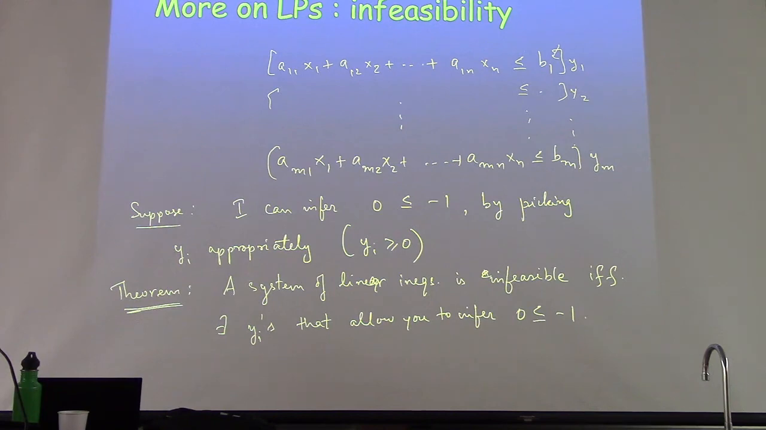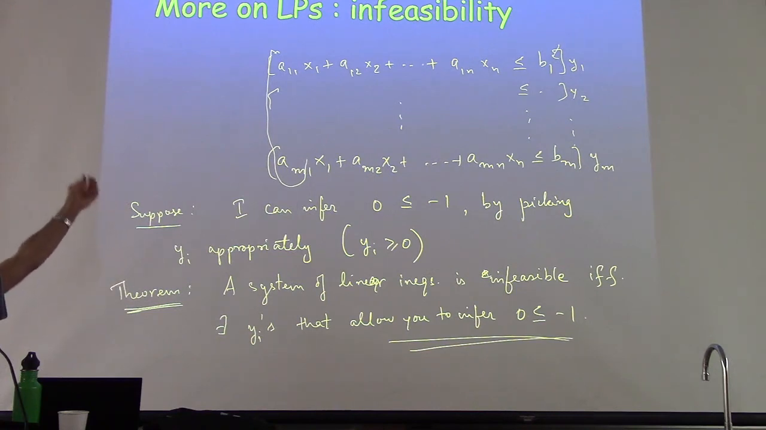And it turns out this, again like we did for linear equalities, you can write down what it means for you to infer 0 less than or equal to minus 1. What it means is there exist yi's which are bigger than or equal to 0 such that the sum of the coefficients, y1 a11 plus and so on, is equal to 0. Let me just write it down, because I have a couple of minutes.